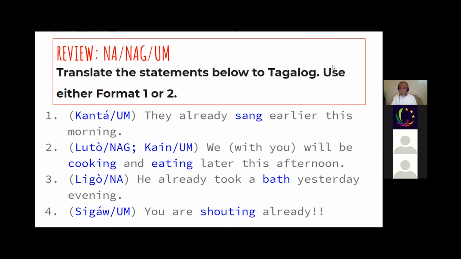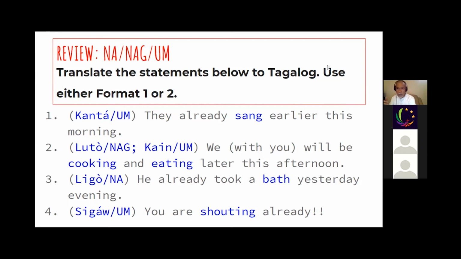We, and this is with you, okay? Remember, we is contextual, either with you or without you. What is we with you? Tayo. Tayo. Tayo. And without you? Kami. Yes, very good. Okay, so it's: will be cooking and eating later this afternoon. So what is that? Past, present, or future? Future. Future. So you should know how to do this already.